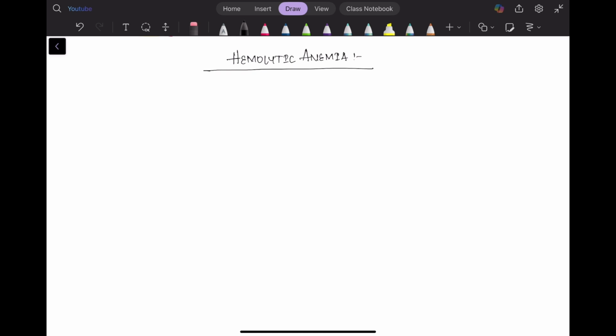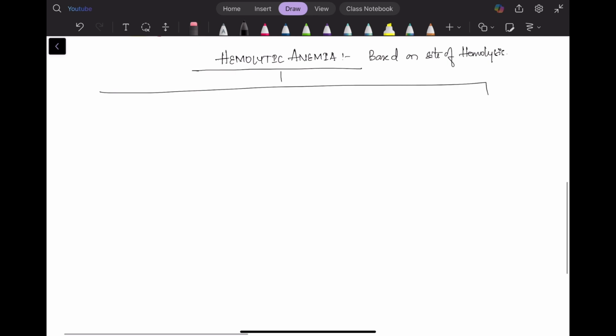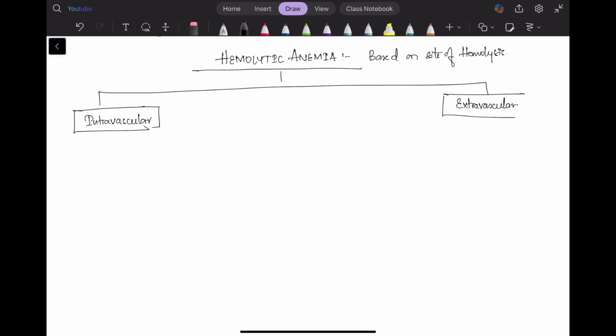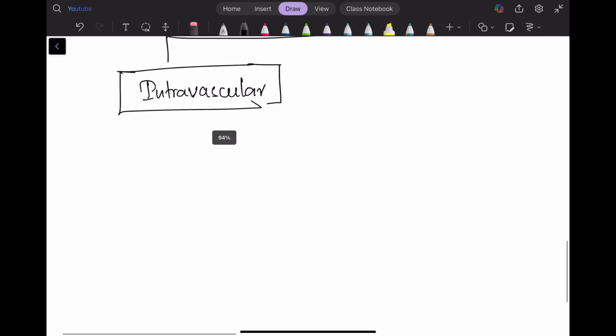Hemolytic anemia. So based on site of hemolysis, we split it into two types: intravascular, one more is extravascular. Okay, we have two types: intravascular, extravascular. So we will look into first intravascular.